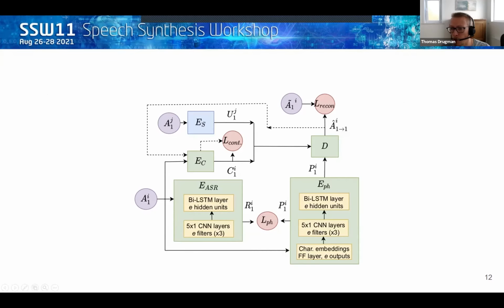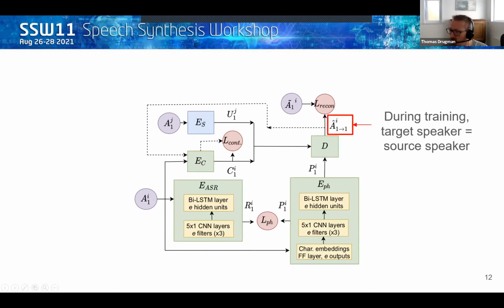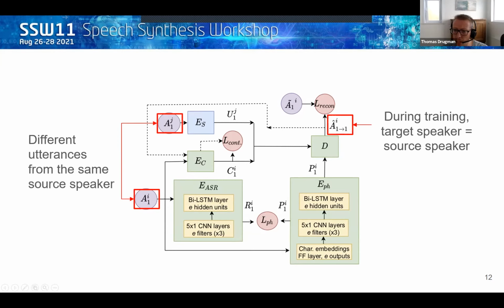So what else can we learn from this architecture here? This notation here, A, means this is the audio, so the spectrogram, of speaker 1. So we convert speaker 1 to 1, which means that during training, the target speaker and the source speakers are the same, right? And I here means the utterance. As input, as you can see, we use the same speaker 1, but we can use different utterances in the speaker encoder or in the rest of the network.